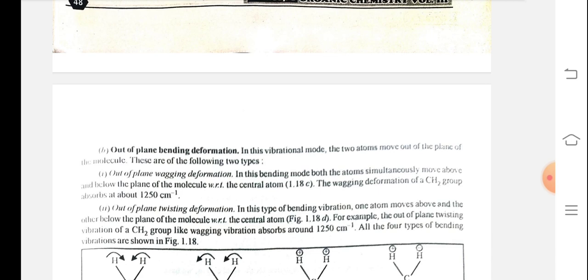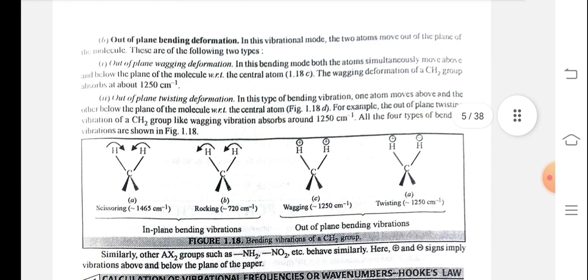Out of plane twisting deformation. In this type of bending vibration, one atom moves above and the other below the plane of the molecule with respect to the central atom. For example, the out of plane twisting vibrations of a CH2 group, like wagging vibrations, absorb around 1250 cm inverse. All the four types of bending vibrations are shown below: scissoring, rocking, wagging, twisting.